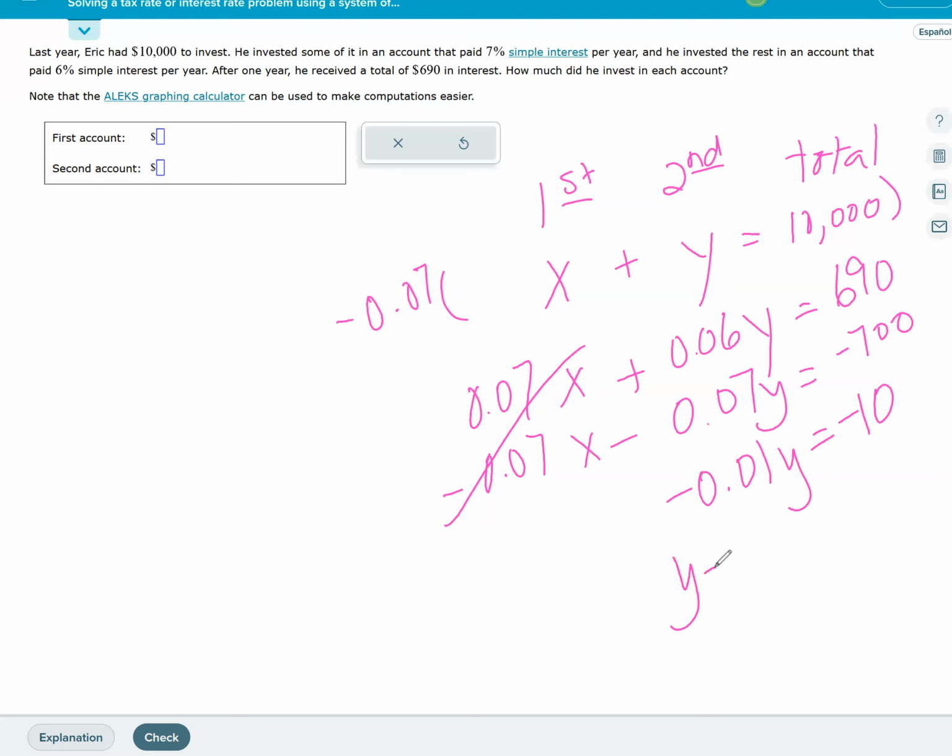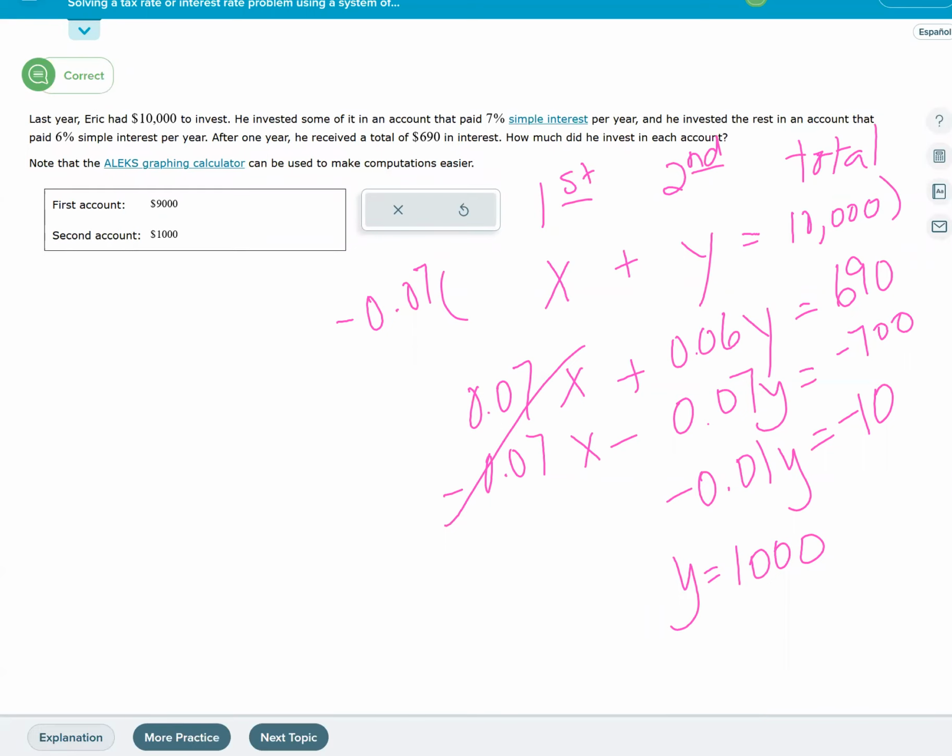So he invested $1,000 in the second account. That was our Y. And since he invested 10,000 total, it would have been 9,000 that he put in the first account. Okay, that's the end of the lesson.